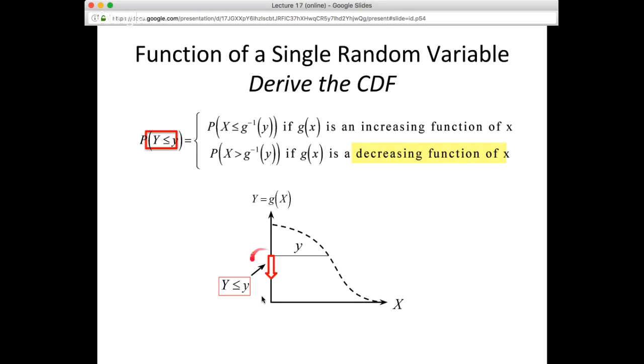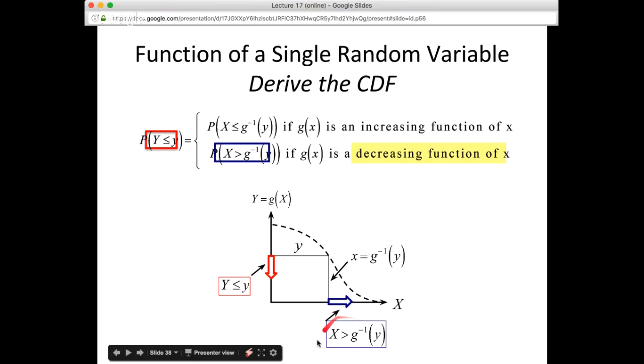So we're interested in this region here, where y is less than or equal to little y. In this case, the inverse function gives us this vertical bar here, the location for the random variable x equal to a specific value, little x, which is equal to g inverse of y. If we follow that curve down for declining values of y, we can see that we're going to be looking at the random variable x being greater than g inverse of y. In other words, the realizations in x move to the right as the realizations in y move down.